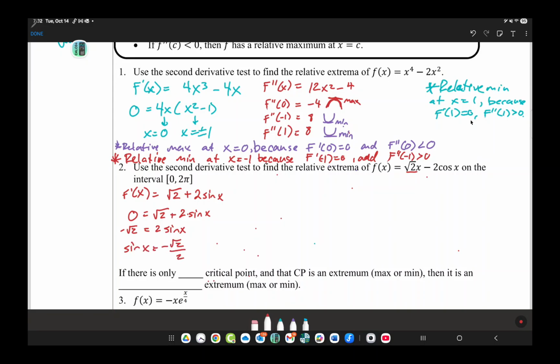Now, root 2 over 2 we know is every pi over 4. So it's either pi over 4, 3 pi over 4, 5 pi over 4, or 7 pi over 4. Where is sine negative? In the third and fourth quadrant. So that would be 5 pi over 4 and 7 pi over 4. So x equals 5 pi over 4 and 7 pi over 4.